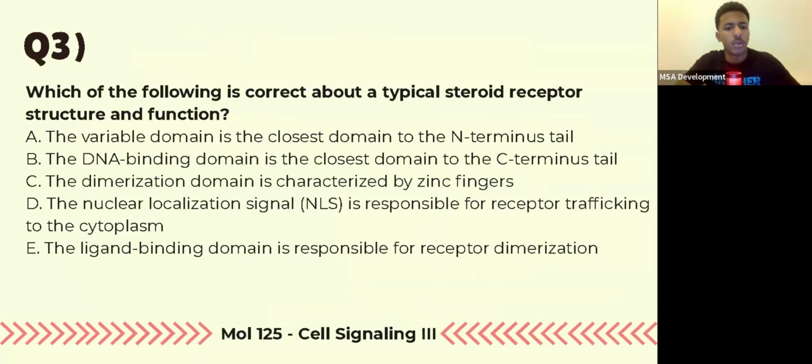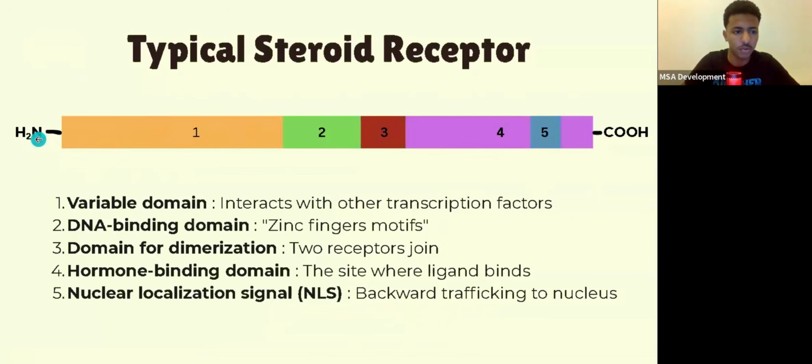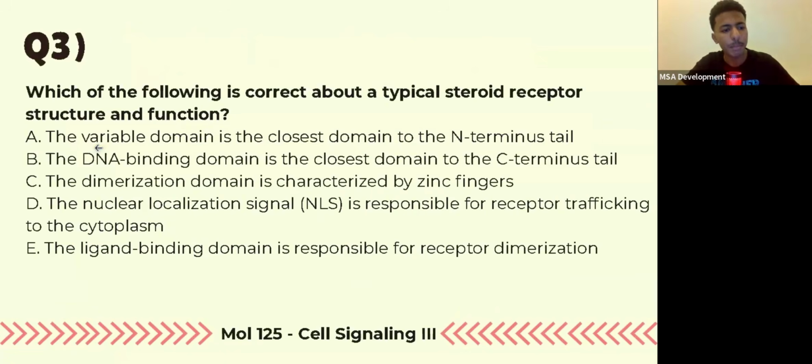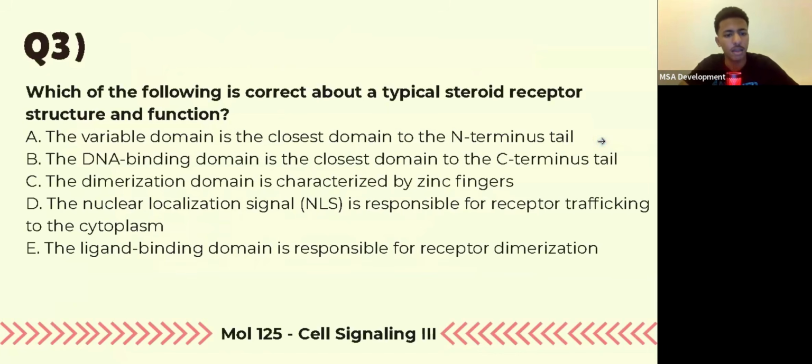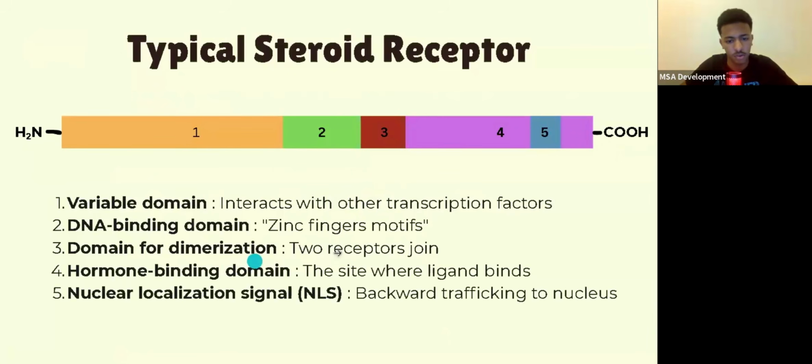So which of the following is correct about typical steroid receptor structure and function? The variable domain is the closest domain to the N-terminus. Let's look at that. Variable domain, first one, closest to N-terminus. So the answer is A. Now, the DNA binding domain is the closest domain to the C-terminus. Incorrect. DNA binding domain is this domain, and it's far away from being the closest to the C-terminus. The dimerization domain is characterized by zinc fingers. Domain for dimerization, it's not. The DNA binding domain is characterized by zinc fingers.